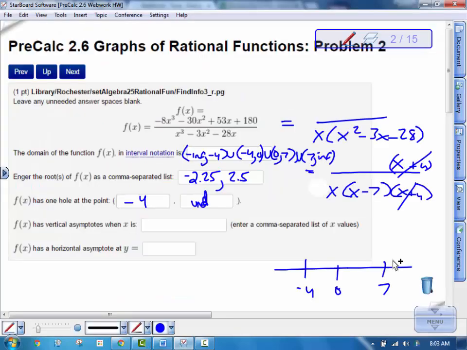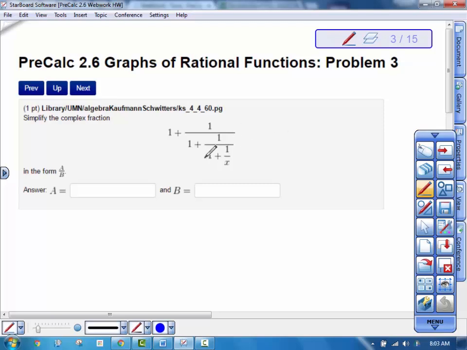But the vertical asymptotes occur at zeros of the denominator, so that would be 0 and 7. Don't include negative 4 because that's a hole. And then the horizontal asymptote, since the exponent is the same in the top and the bottom, it's a ratio of the leading coefficients, which in this case is negative 8 over 1.